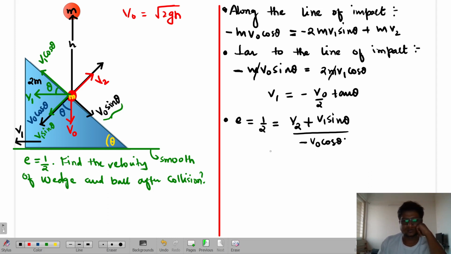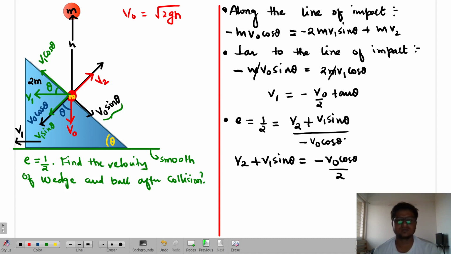Okay. So if I just write, the equation will be v2 plus v1 sin theta is equal to minus v0 cos theta divided by how much? 2. Is that clear or not? So you have three different equations. If I just solve this, one minute. Initial momentum is equal to final momentum.